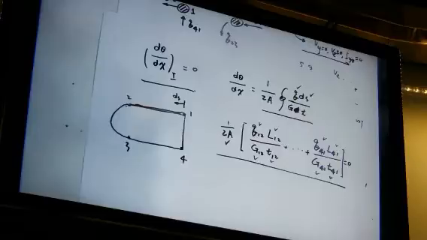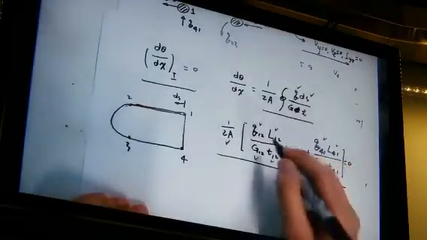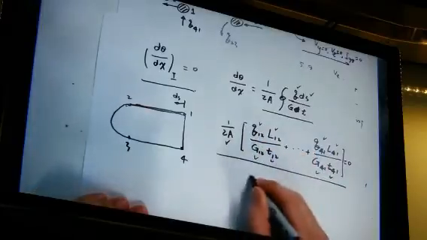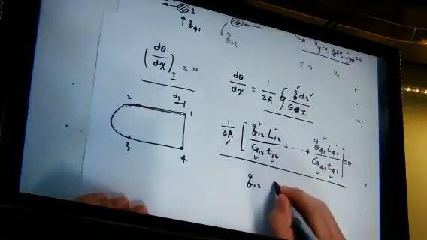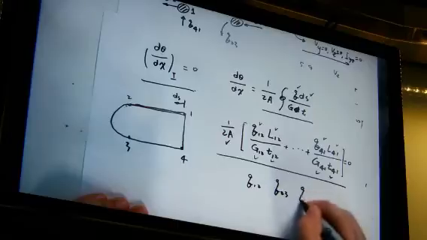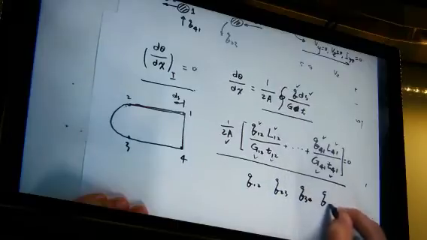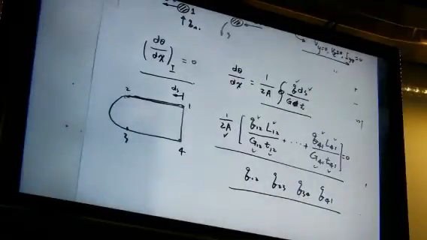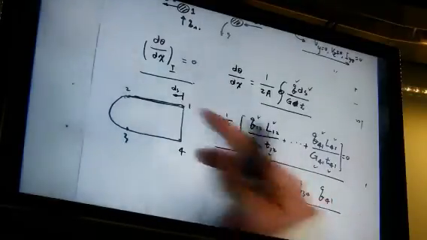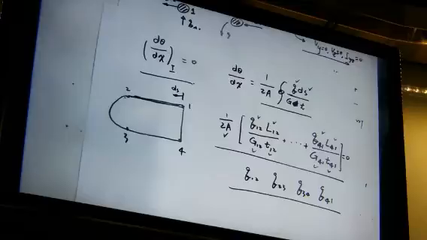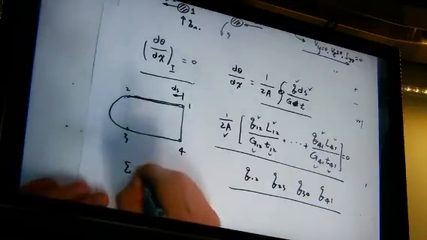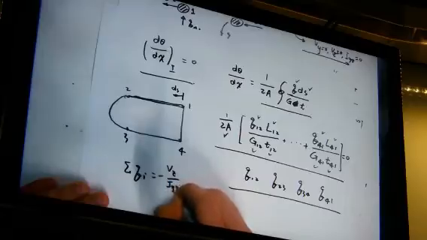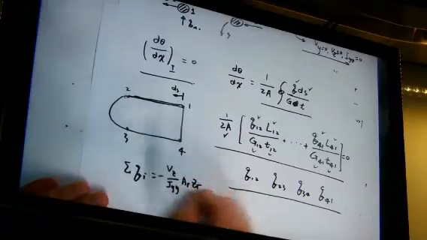Right? So you have everything except the shear flow in this equation. You have Q12 to be solved, Q23 to be solved, Q34, and Q41. In this equation, you have 4 unknowns. But previously you have 4 equations already. We are using this equation, Vz, Iyy, Ar, Zr.